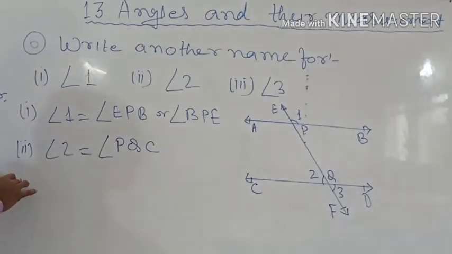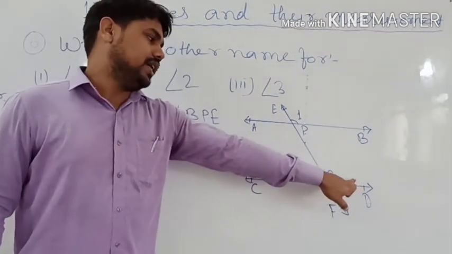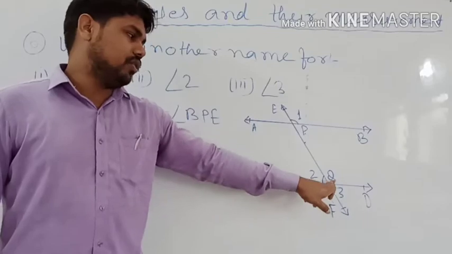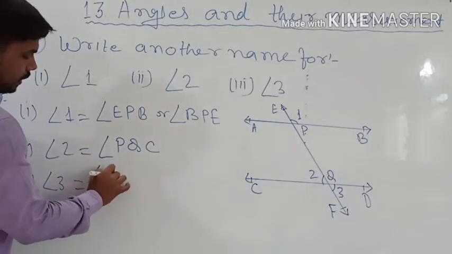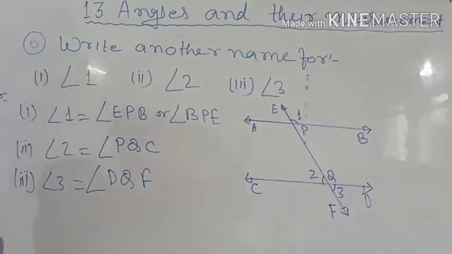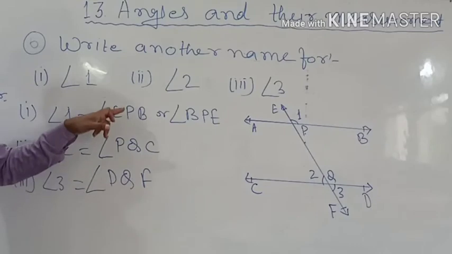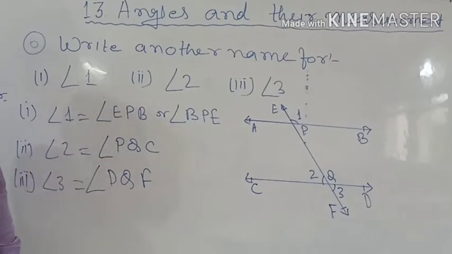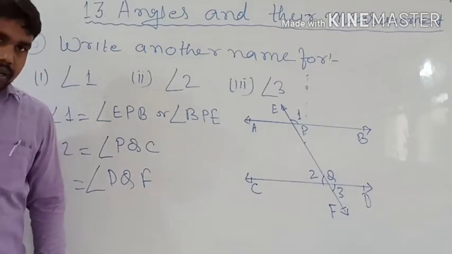So the third one is angle 3. Angle 3 means this angle it is talking about. Here you can see DQF or FQD. So you can write angle DQF. In this way you can write the name of the angle. Just make sure that the vertex should be the middle one. Wherever the angle is forming, that should be in the middle only. And this is how you can write another name of a particular angle.